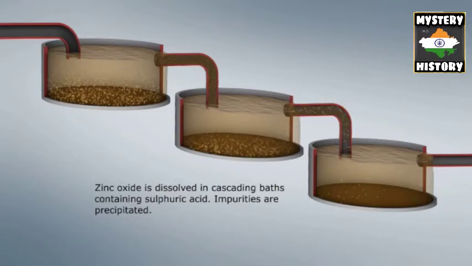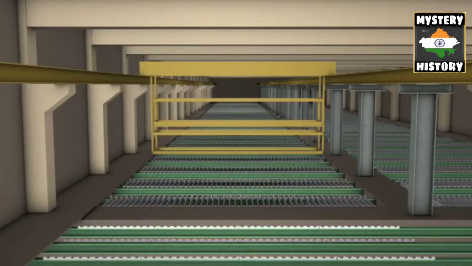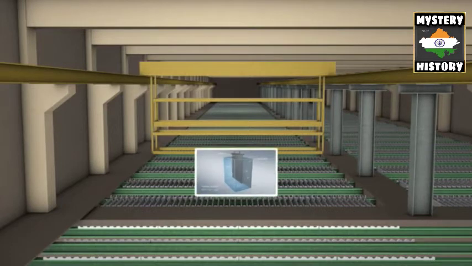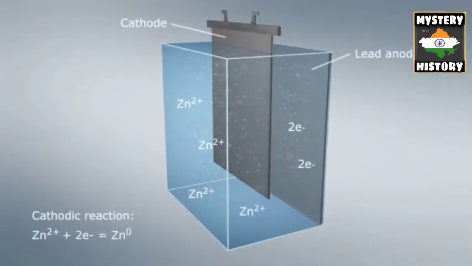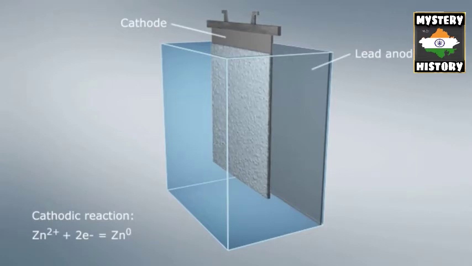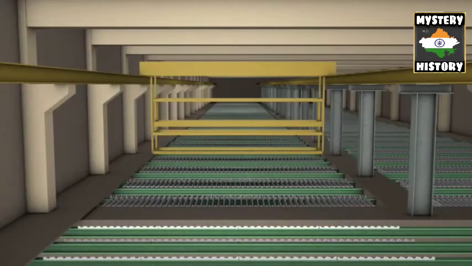This leach solution, free of solid matter, is then heated and purified in three phases prior to proceeding to the production of metallic zinc. Metallic zinc production is based on electrolysis. Lead and aluminum sheets are suspended in baths, which are filled with the zinc-containing leach solution, or electrolyte. The sheets are connected in an electric circuit, where the lead sheet becomes the anode and the aluminum sheet becomes the cathode. The voltage drop across the anodes causes the zinc to deposit onto the aluminum sheets.